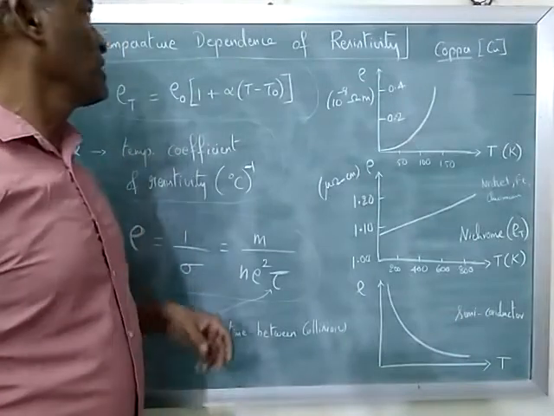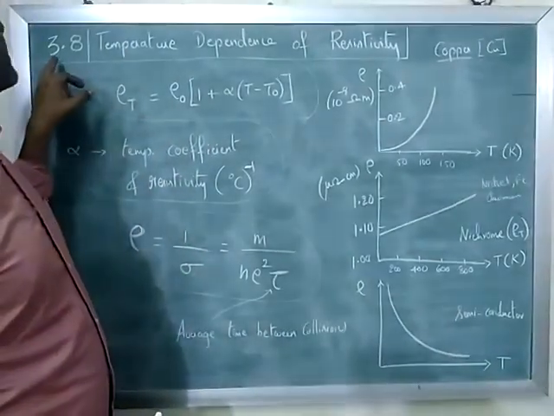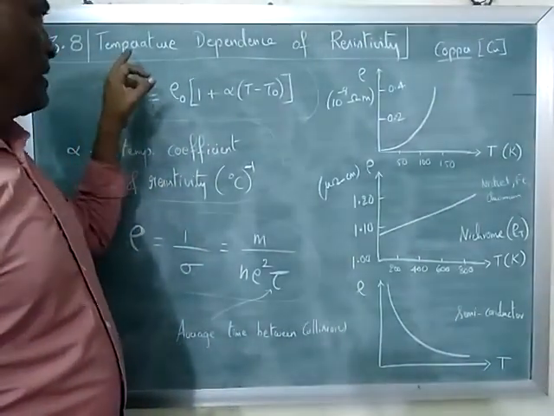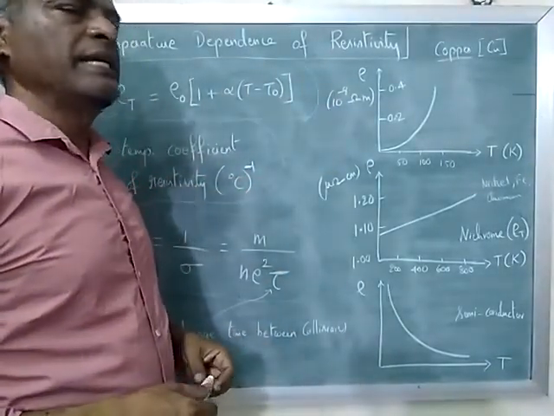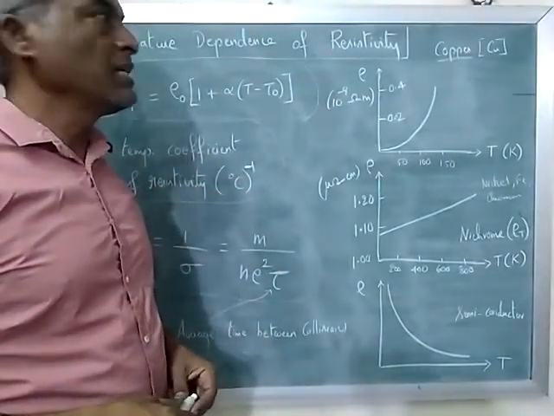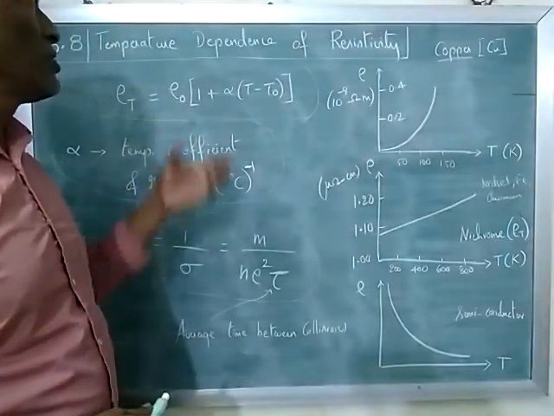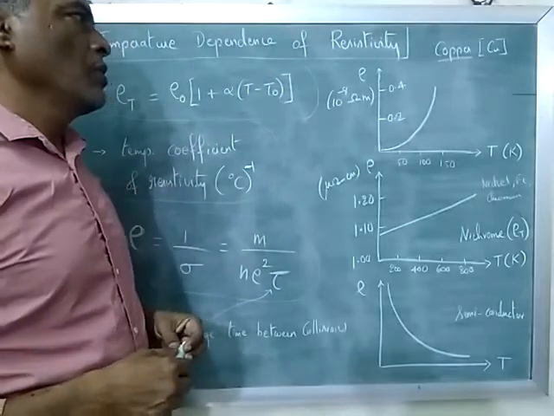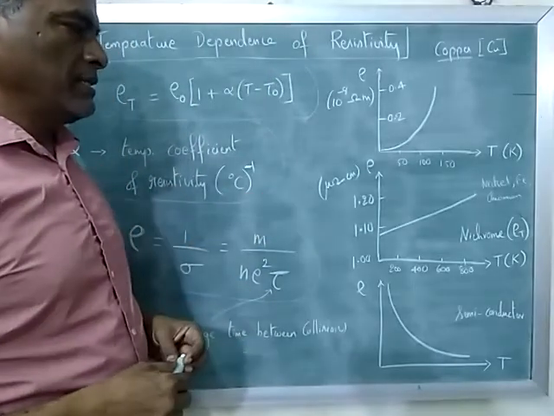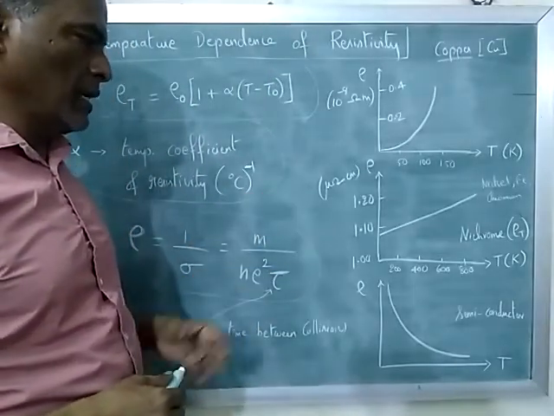So today's topic is chapter 3.8, Temperature Dependence of Resistivity, NCERT 12th Standard Physics. This topic is about the temperature dependence of resistivity for conductors, insulators and semiconductors.